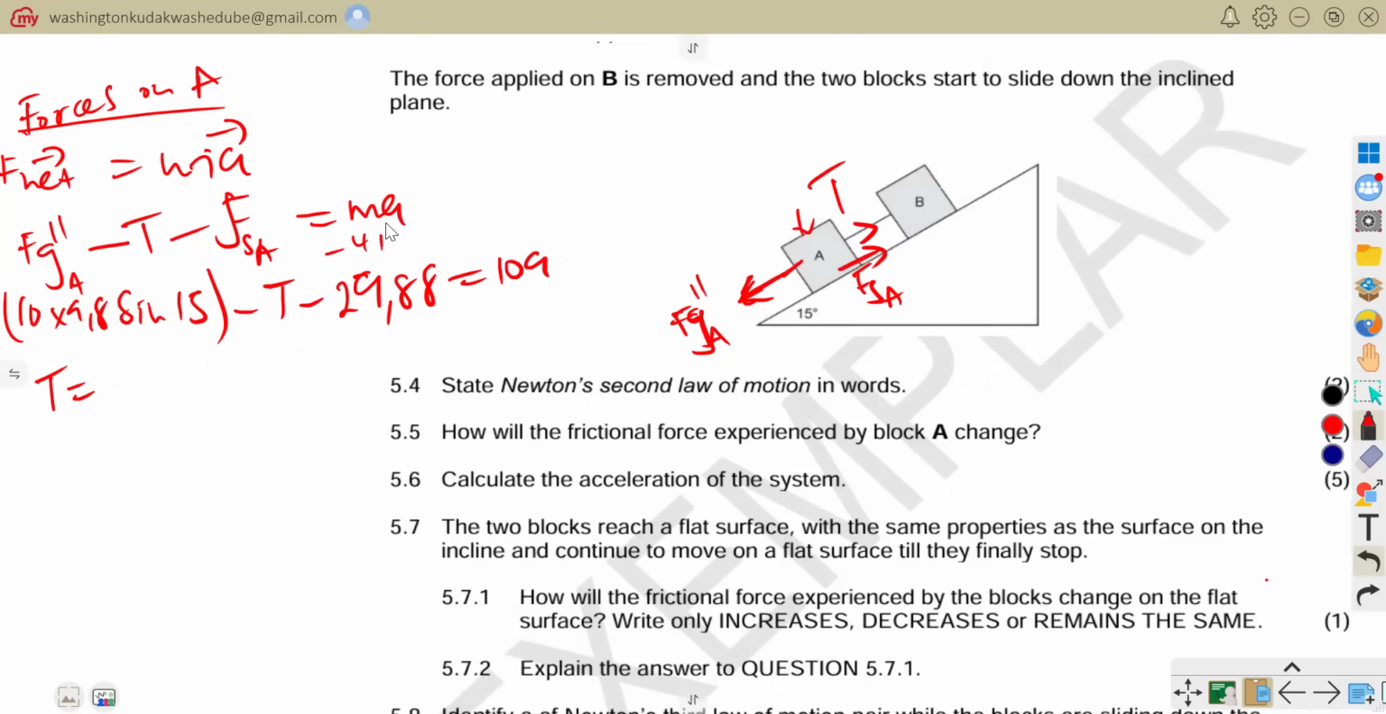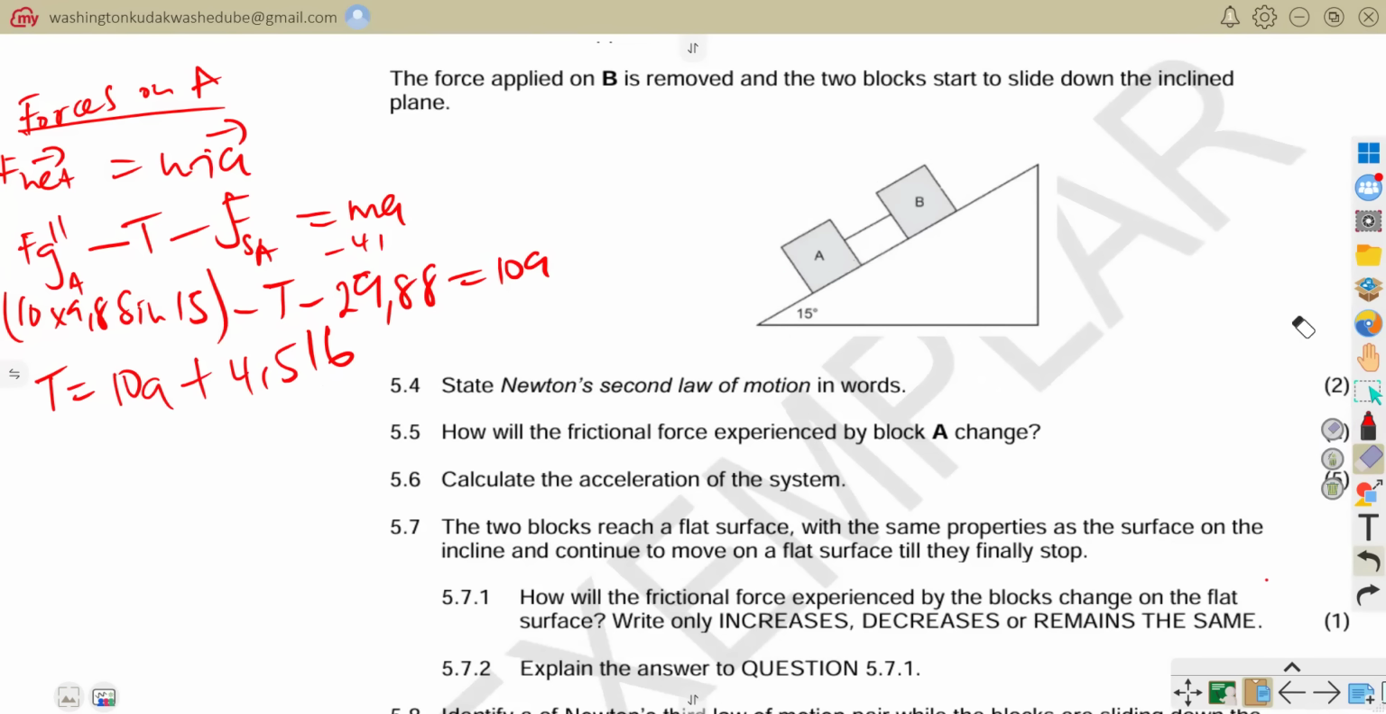negative 4 point something. So if you punch in your calculators, we are saying 10 times 9.8 sine 15, that is 25.36, minus 29.88. That will give you negative 4. So here you'll now have 10a plus 4.516.